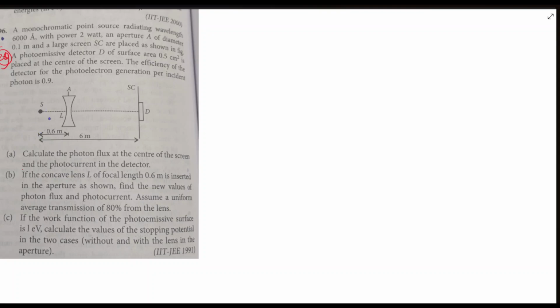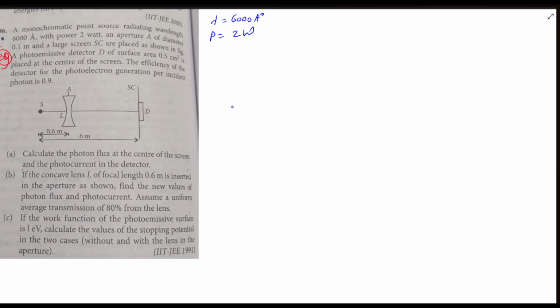Okay, let's start. I won't be doing the calculation here, I'll just put the answer. We are given a monochromatic source radiating at 6,000, so lambda is 6,000 angstrom, and the power of the source is 2 watt. Now there is an aperture A of diameter 0.1.